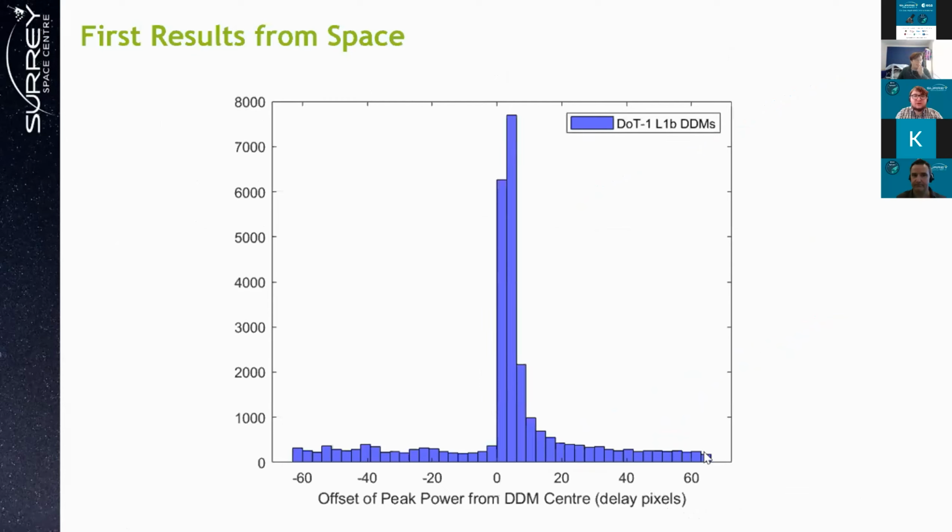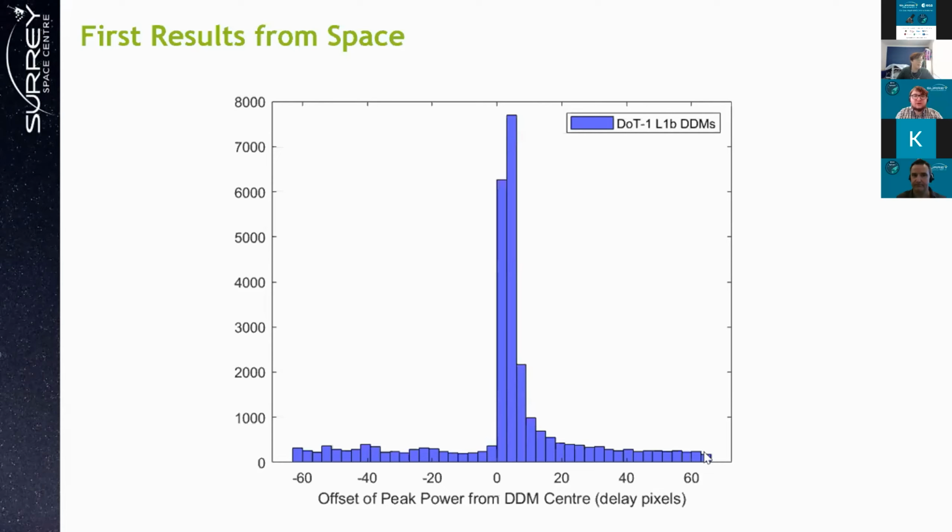And then this histogram. There were approximately, I think, 829 tracks of DDMs gathered by DOT1, which were quite a few thousand DDMs in total. Those were all broadly over the land surface. So I took all of those and extracted the offset of the delay pixel from the center, and then plotted this onto this histogram.